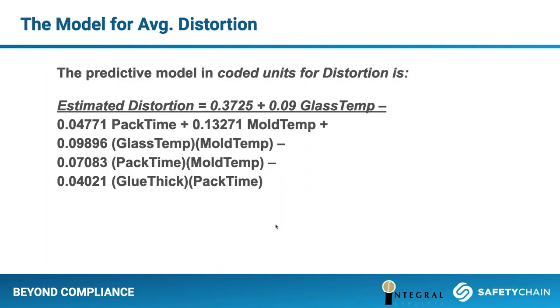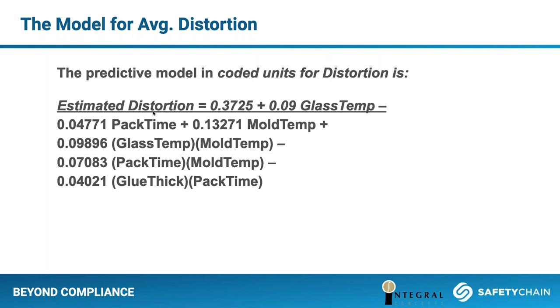And I'm going to end by showing that when we do these very inexpensive experiments, the deliverable is predictive models. Here I can actually predict distortion, and here is the math model that I can get out of DOE. So I can put in any glass temperature, any mold temperature, any pack time, any glue thickness, and actually predict distortion, or work it the other way around. I can say, I want to minimize distortion. You tell me where I need to run the glass temperature, the mold temperature, and so forth in order to minimize distortion.